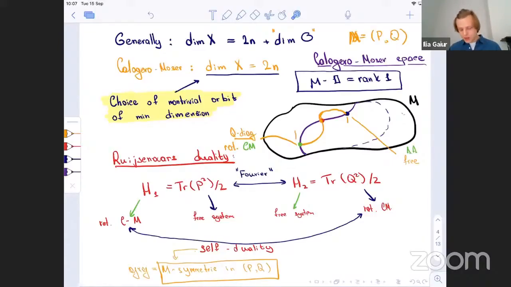So it may be formulated in the following way, that we have another flow such that the action angle variables for the Calogero-Moser system also is a Calogero-Moser system. Occasionally, this self-duality is the consequence of the fact that our initial phase space M, which is just a direct product of the Lie algebras, is symmetric in P and Q.